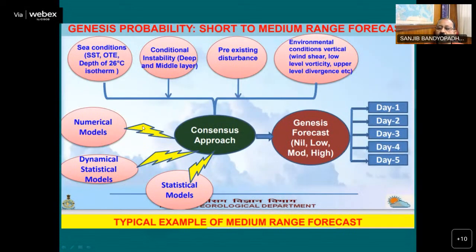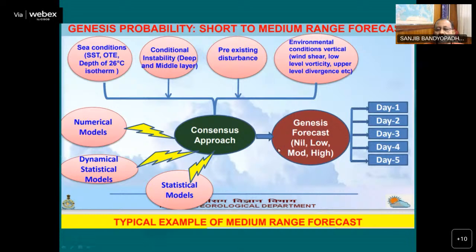Now, genesis probability, that is most important. So 15 days in advance, if we are in a position to say that something is going to form, what we see is the sea condition, the conditional instability, whether any pre-existing disturbance like an easterly wave is there, what the environmental condition is, that is the wind shear, then what the different numerical models, dynamical statistical models and other statistical models say. Then we have a consensus approach on the probability of formation of a system.